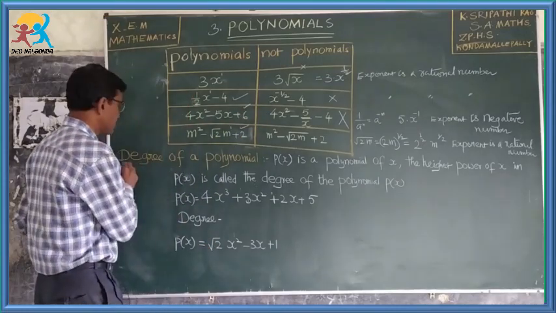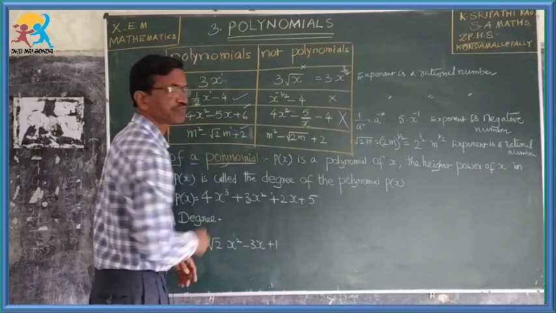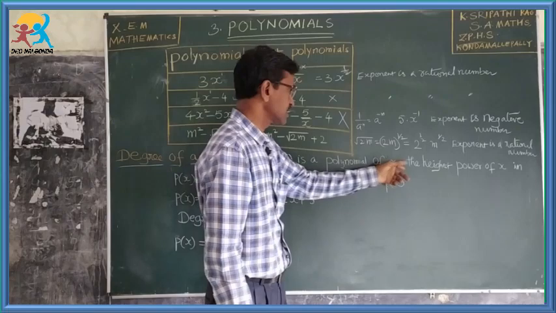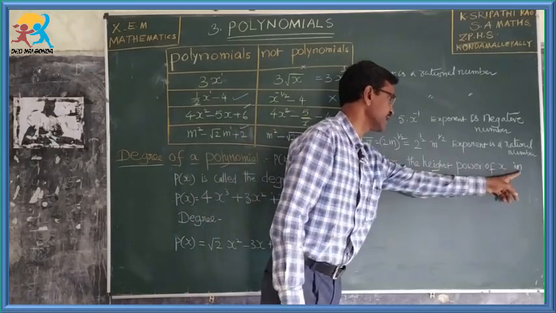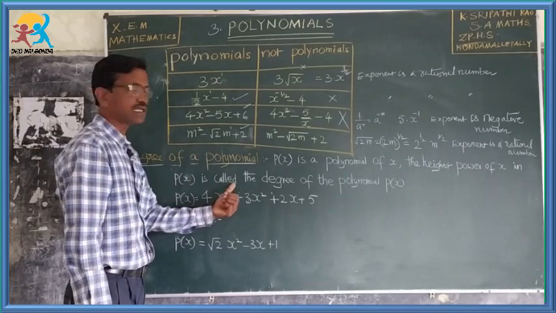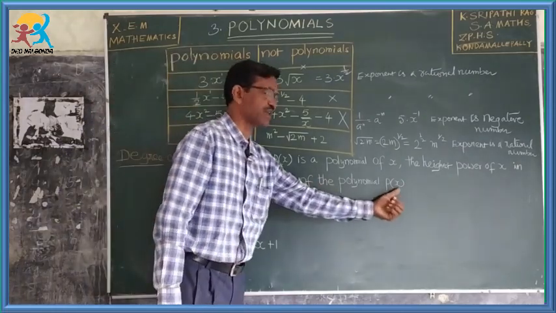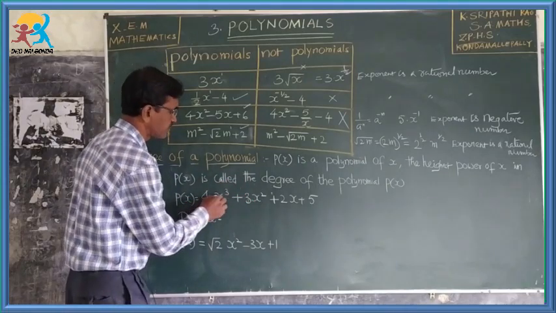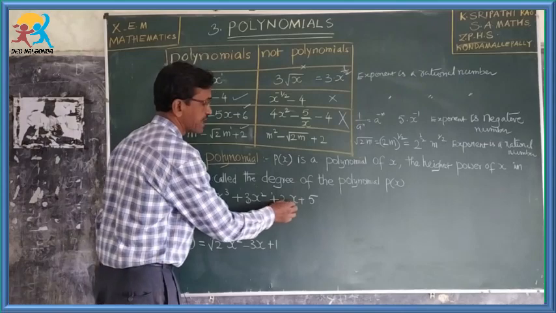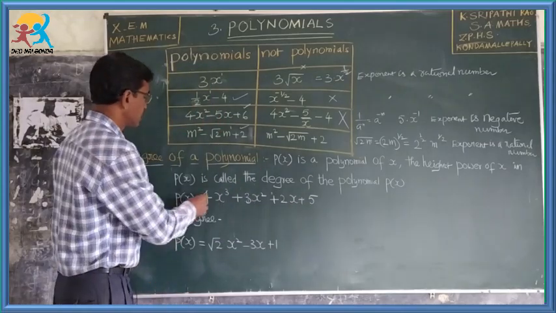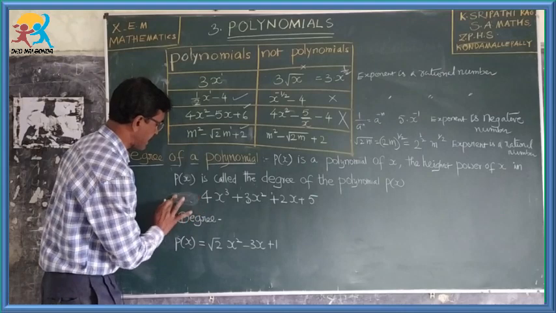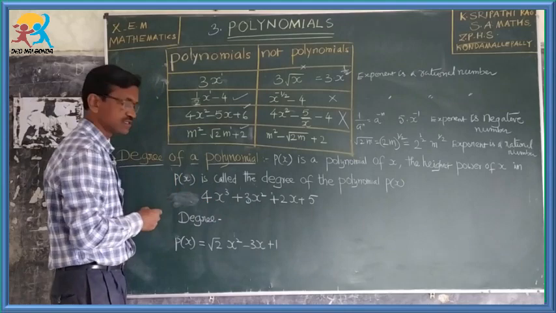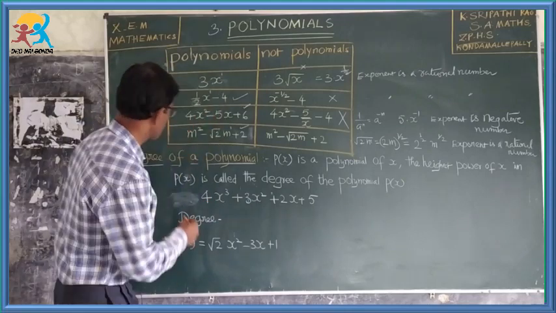Next, degree of the polynomial. What is degree? P of x is a polynomial of x. The highest power of x in P of x is called the degree of the polynomial P of x. Let us take an example: the polynomial 4x cube plus 3x square plus 2x plus 5. Let us denote this polynomial by a simple letter. This is a polynomial of x, so we denote it by P of x.